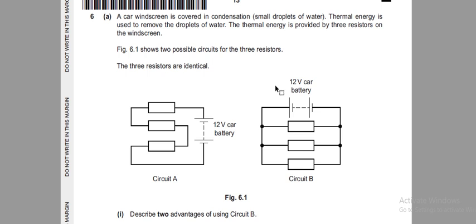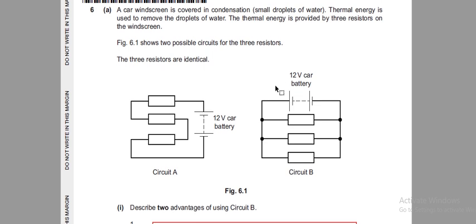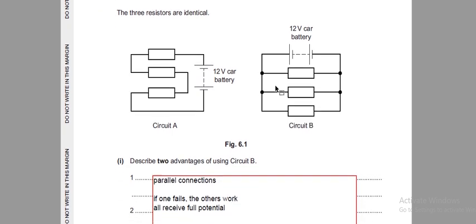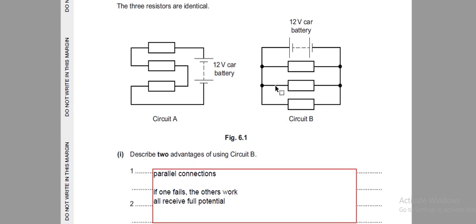Car windscreen has small droplets of water as a condensation. Thermal energy is used to remove these droplets, and here are two possible circuits. Describe an advantage of using that of B.